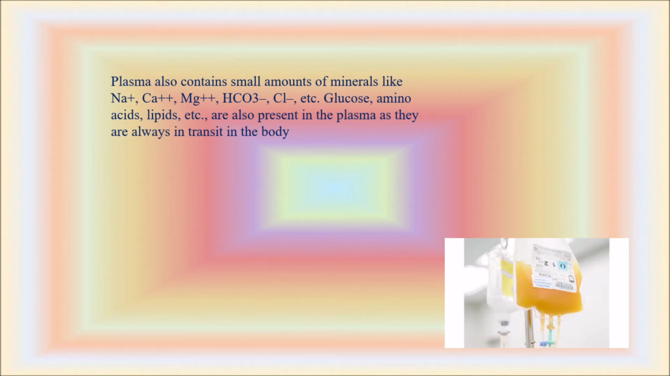Plasma contains small amounts of minerals like sodium ions, calcium ions, magnesium ions, bicarbonate ions, and chloride ions. Glucose, amino acids, lipids, etc. are also present in the plasma, as they are always in transit in the body. They are moved from cells to blood, and so all the assimilation processes occur.